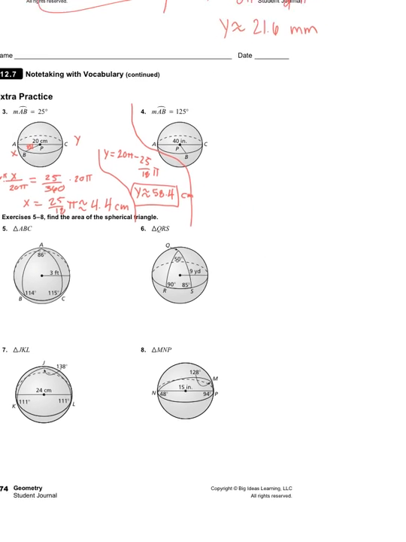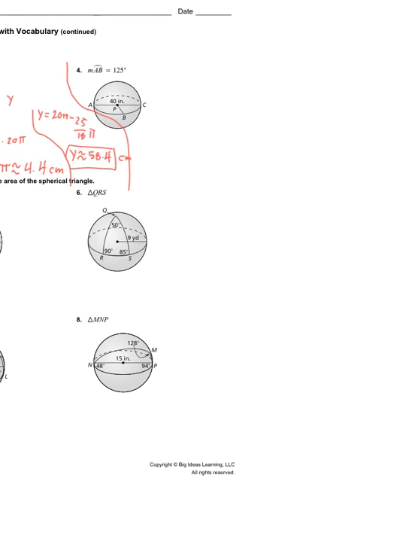Okay, moving on to question 4. So I'm going to do the same thing. I'm going to call AB x. I'm going to call AC y. So I'm going to do x over my total circumference, which is 40 pi, and that equals my central angle, which is 125 over 360.